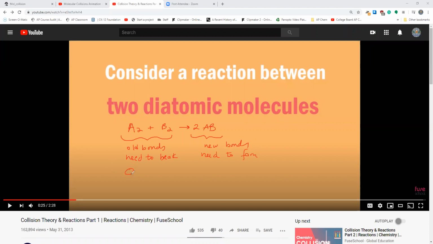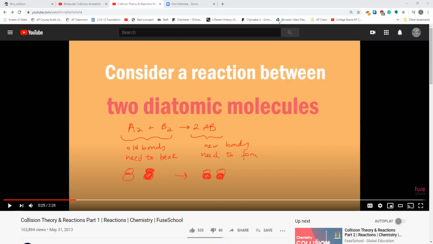So in other words, the bonds of these diatomic molecules need to break. We see we have that's A and that is B, diatomic molecules. And these have to break. They have to collide with enough energy and proper orientation for them to form a new product. Okay? So old bonds need to break, new bonds need to form. And in order for that to take place, what does collision theory state? They have to collide with enough energy and proper orientation.